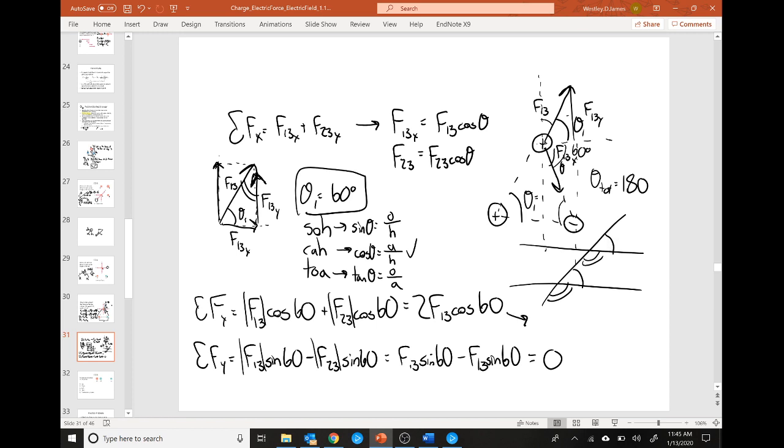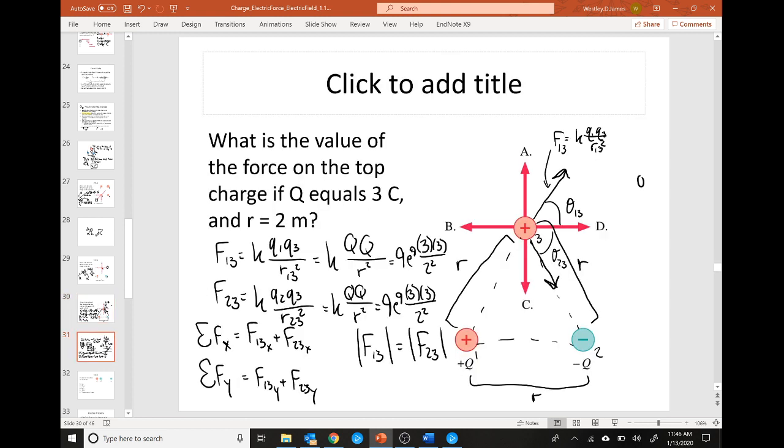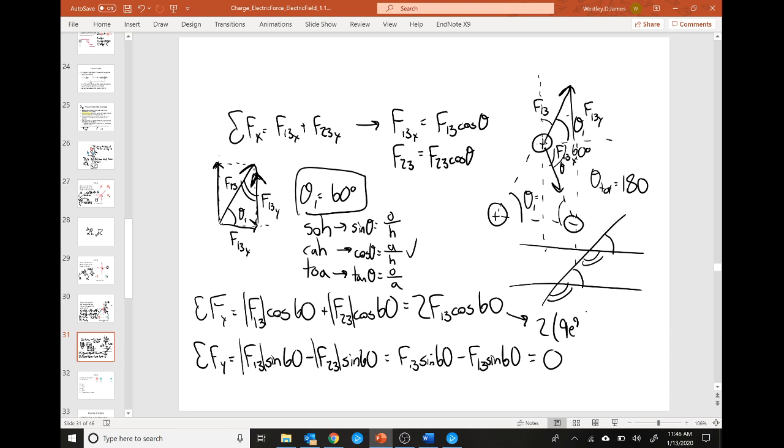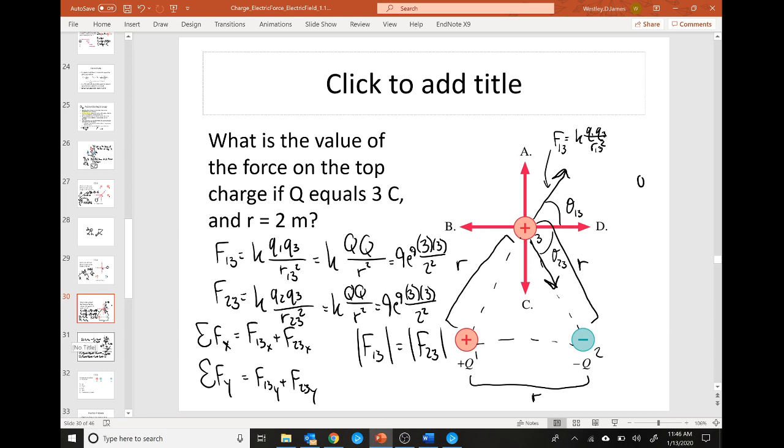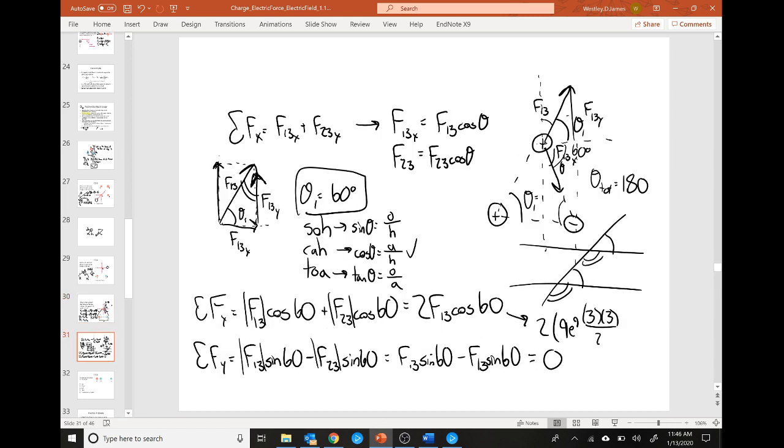And this is going to equal 2 times 9e to the 9 times 3 squared. I'll even put both the 3's there just to make it easier to follow. Divided by 2 squared, times cosine of 60. And that gives you a number. Whatever, I'll plug it into my calculator. It's a good way to check if you know how to use your calculator. You can check my answer, check to make certain I know how to use my calculator.